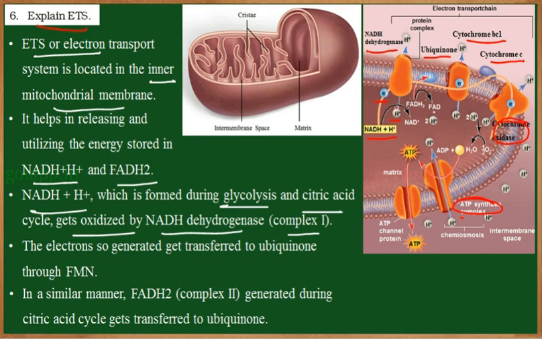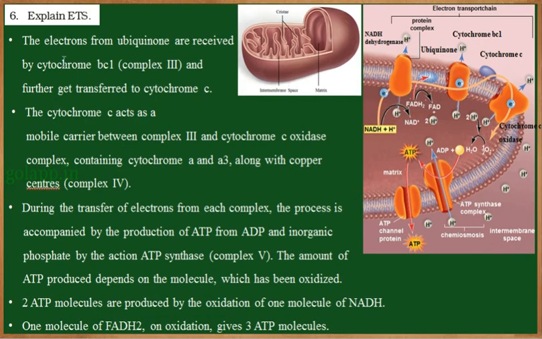And the hydrogen which is released, so this is the matrix present inside the mitochondria, and this region is the intermembrane space, which is present between the two membranes of the mitochondria, the outer membrane and the inner membrane. The hydrogen ions released from the NADH and H plus will be transported from the matrix into the intermembrane space. Similarly, the FADH2 binds to ubiquinone. Here we can see the FADH2 binds to ubiquinone, and the electrons from this will be transported to cytochrome BC1, cytochrome C and cytochrome C oxidase.